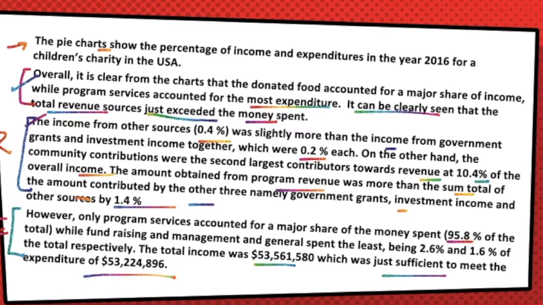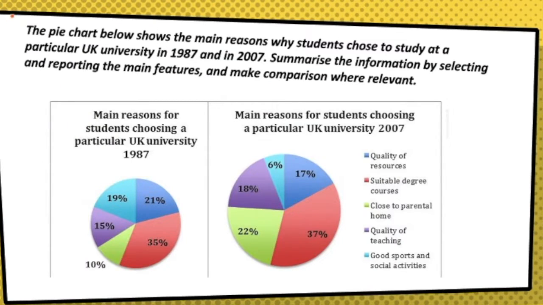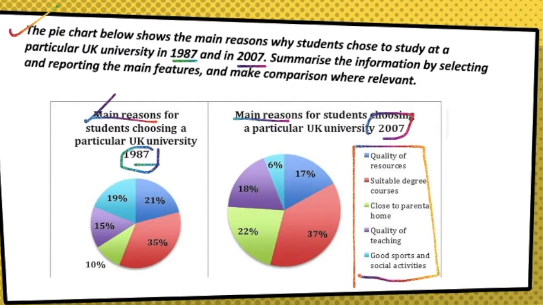Now let's look at one more pie chart, which is this. This pie chart shows why students chose to study at a particular UK university in the year 1987 and in 2007. So first you look at what they are representing. They are talking about the main reasons of students choosing a particular UK university. This is year 1987 and this is year 2007, right? And these different colors are represented by these things. So it is important that you look at this index as well.